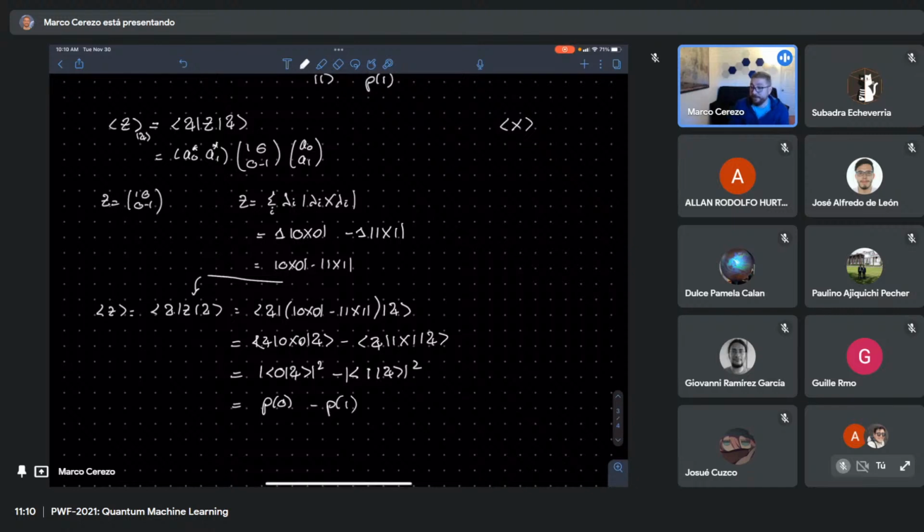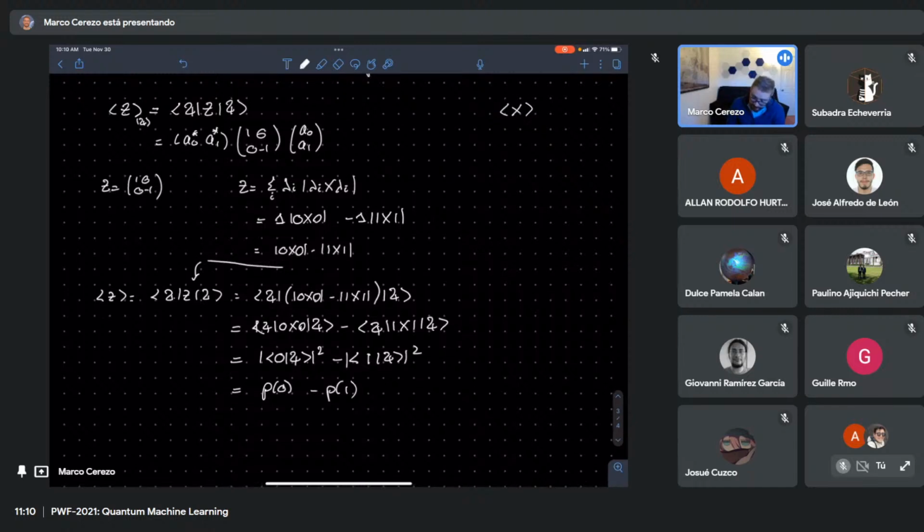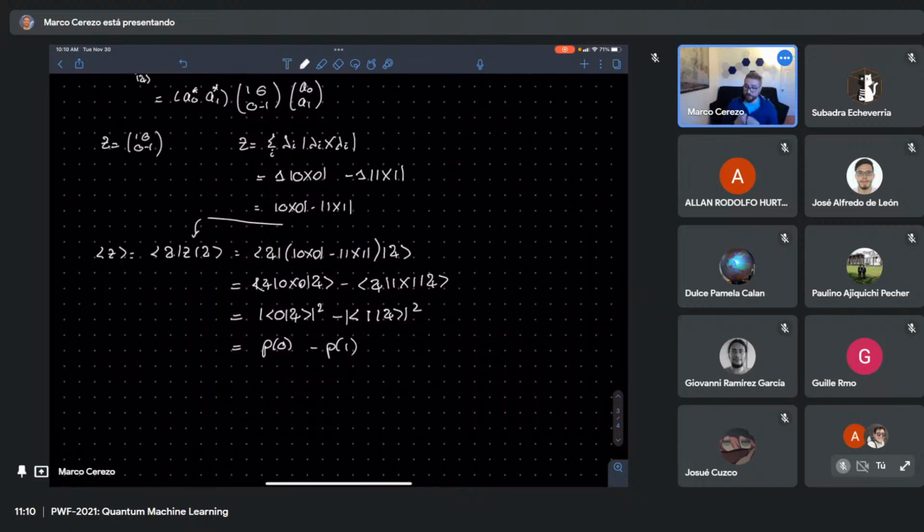So we can very easily see from here that by just computing the probabilities, we can actually do more interesting things. We just have to be smart about how to use those probabilities. For instance, we can compute the expectation value of Z by measuring a bunch of times, checking what's the probability of 0, checking what's the probability of 1, and then building the expectation value of Z, right?